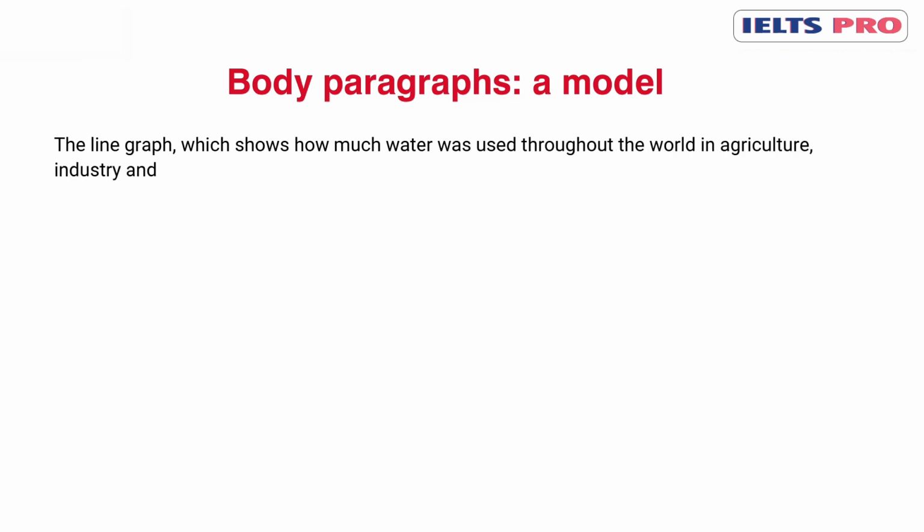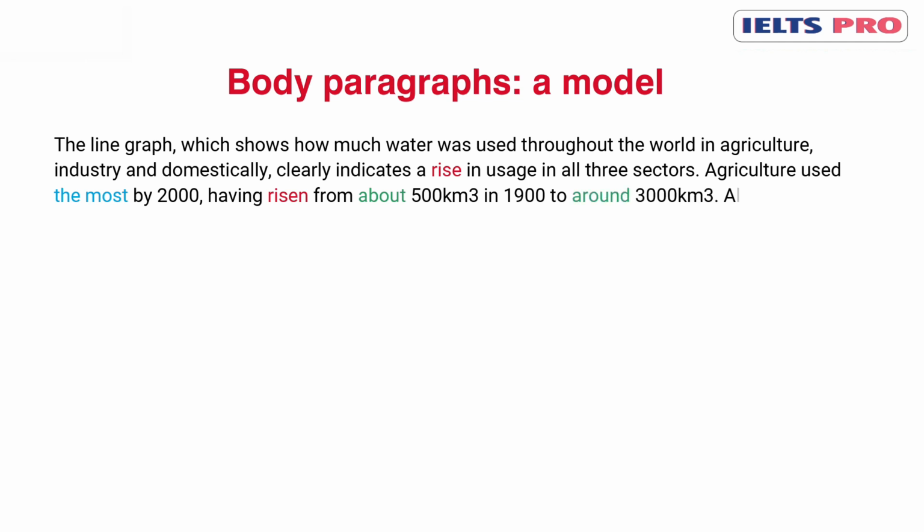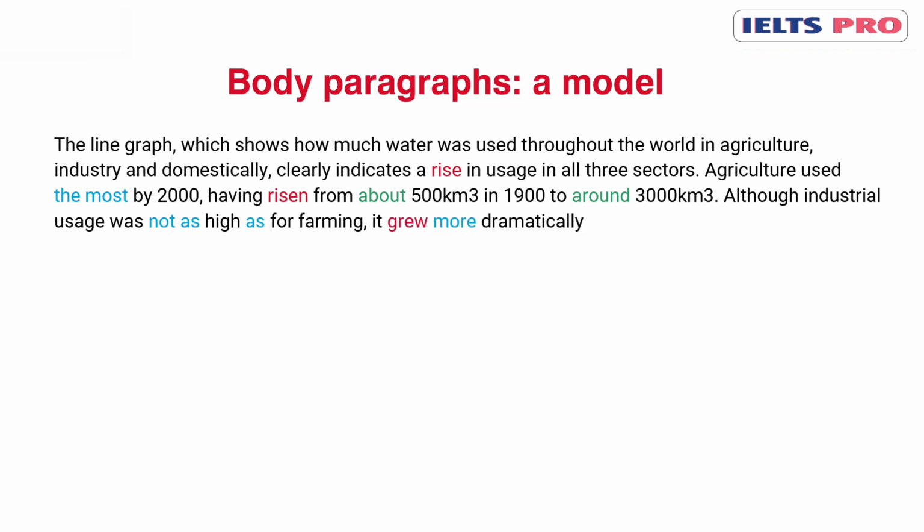Body paragraphs, a model. The line graph, which shows how much water was used throughout the world in agriculture, industry and domestically, clearly indicates a rise in usage in all 3 sectors. Agriculture used the most by 2000, having risen from about 500 cubic kilometers in 1900 to around 3,000 cubic kilometers. Although industrial usage was not as high as for farming, it grew more dramatically over the same period from just over 1 cubic kilometer to 1,000 cubic kilometers.